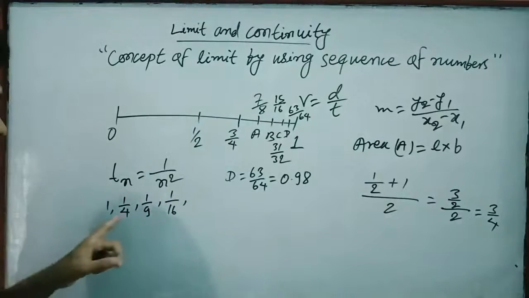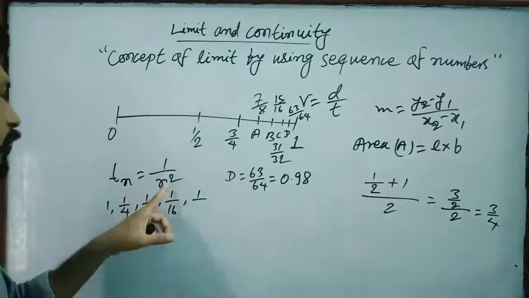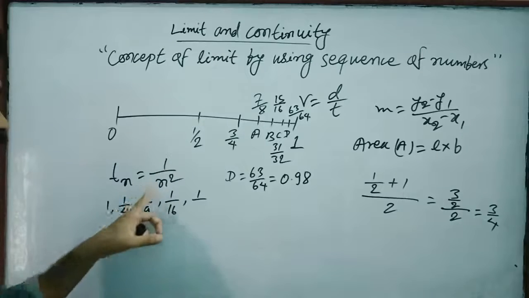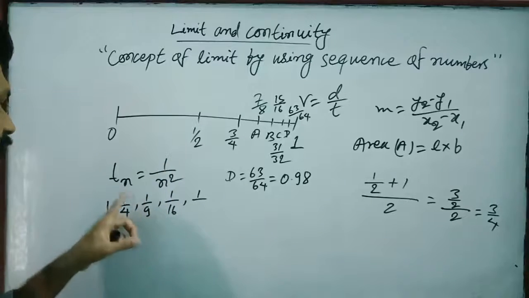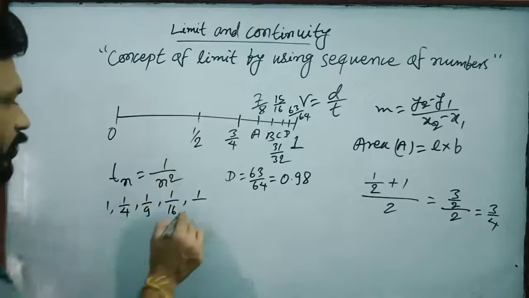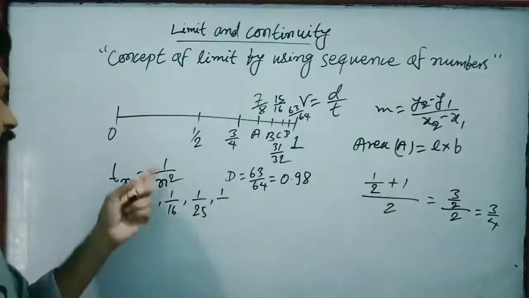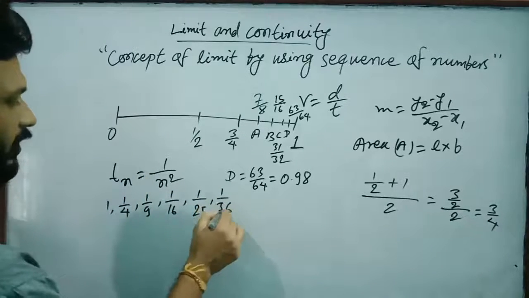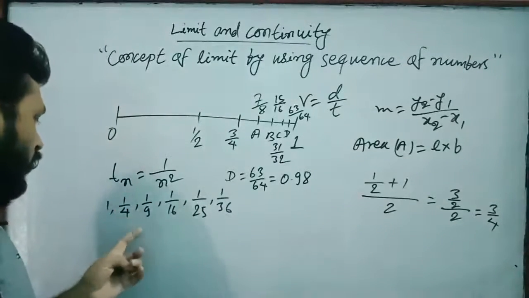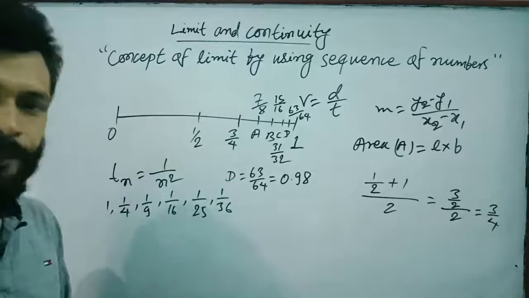Understood? Then T1, 1 upon 1 square, 1. T2, 1 upon 2 square, 1 upon 4. T3, 1 upon 3 square, 1 upon 9. T4, 1 upon 4 square, 1 upon 16. T5, 1 upon 5 square, 1 upon 25. Then 1 upon 6 square, 36. Understood?